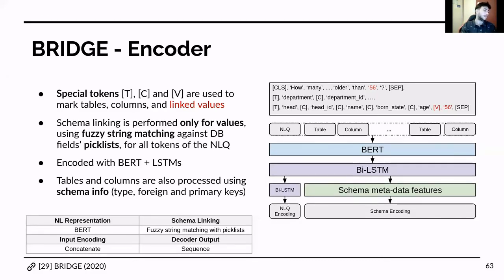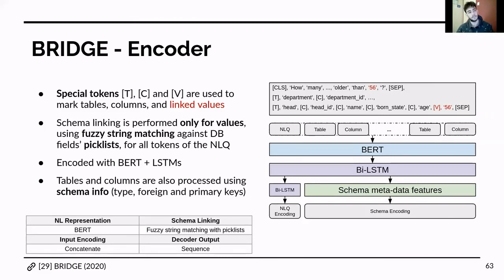So first of all, it uses BERT for natural language representation. It concatenates the NLQ with the table and column names. And for schema linking, it only does string matching against pick lists of the database. So essentially, it only does value linking. And this is a bit similar to ValueNet, but much more simple, because it is going to concatenate all the discovered values at the end, after all the table and the column names.